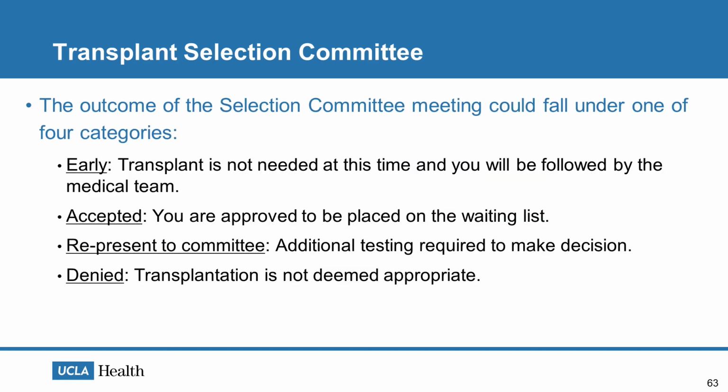The outcome of the selection committee meeting could fall under one of four categories. Early: transplant is not needed at this time and you'll be followed by the medical team. Accepted: you're approved to be placed on the waiting list. Re-present to committee: additional testing required to make decision. Or denied: transplantation is not deemed appropriate.